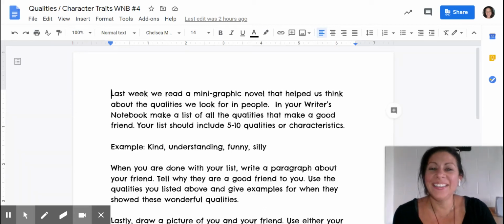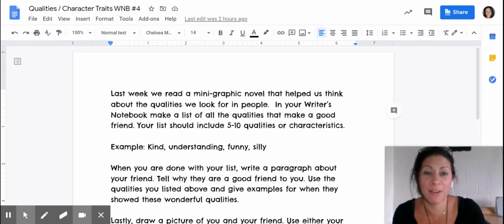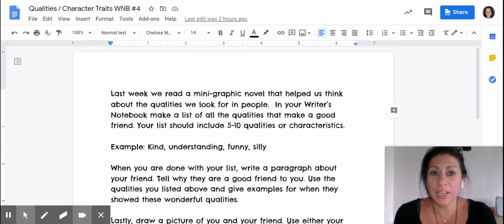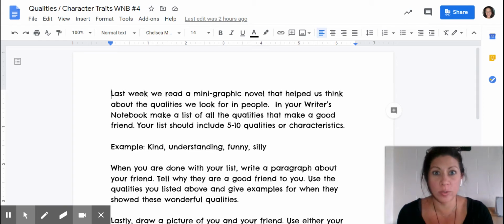Hi, guys. Last week we read a mini graphic novel about the two dogs, and we talked about character traits and the qualities that make for a good friend. So I want to explain a little bit further about your writer's notebook entry for today. Today, in your writer's notebook entry, you're going to have two steps.